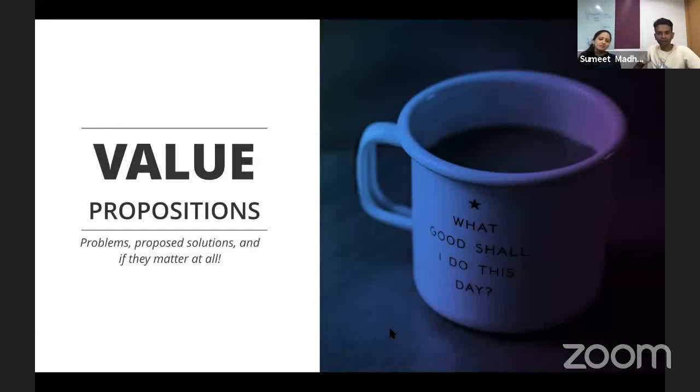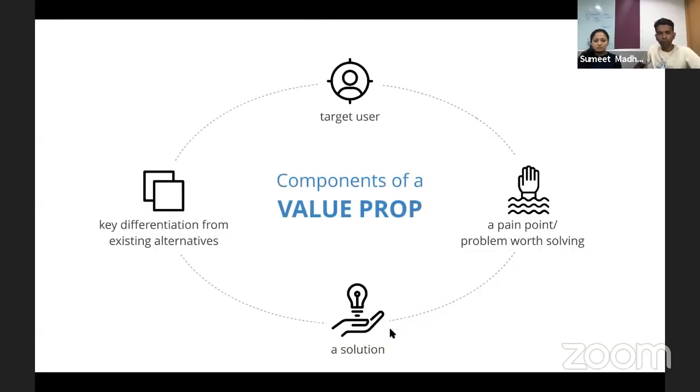Let's talk about value propositions. We've spent some time detailing out personas, and now it's time to talk about the solutions we have in mind for the pain points that the persona is experiencing, and whether the solution is actually going to make a dent in the universe. So first, let's look at what are the components of a good value proposition.